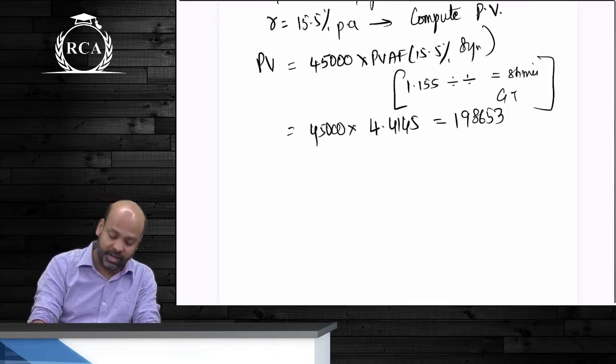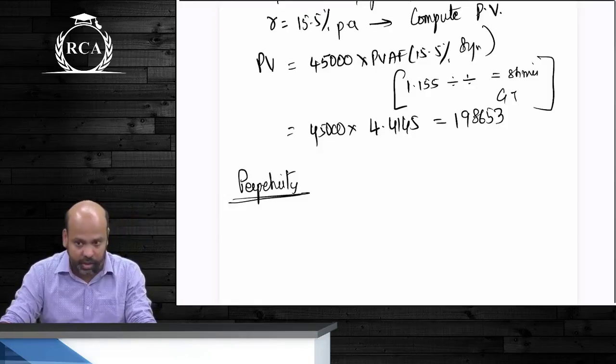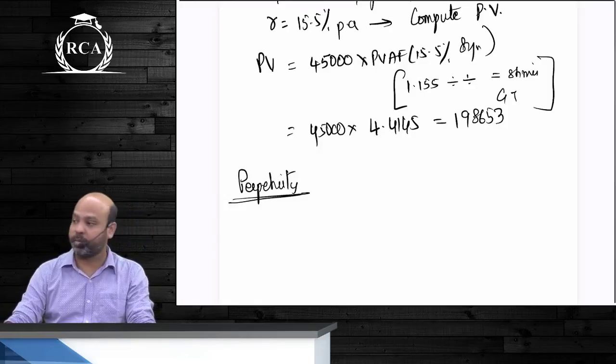Read the next side heading, guys. Perpetuity. You don't need to know the present value of annuity immediate. I'm not explaining that now. It's not required. If required, we'll do it later. Okay? The next highlighting, guys, is perpetuity.